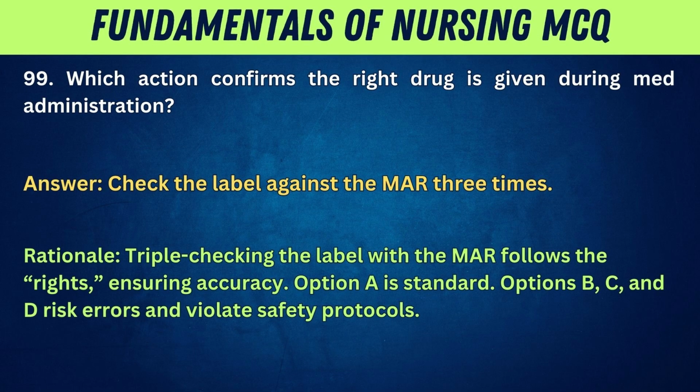Answer: check the label against the MAR 3 times. Rationale: triple checking the label with the MAR follows the rights, ensuring accuracy. Option A is standard. Options B, C, and D risk errors and violate safety protocols.